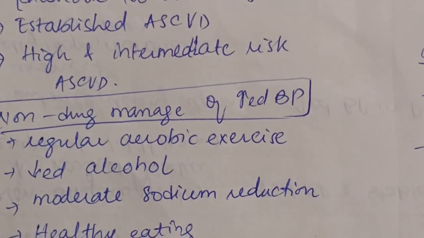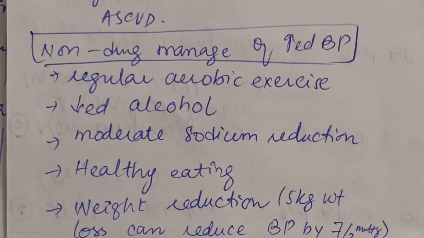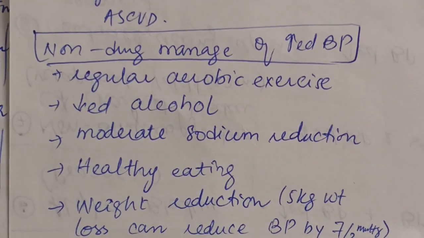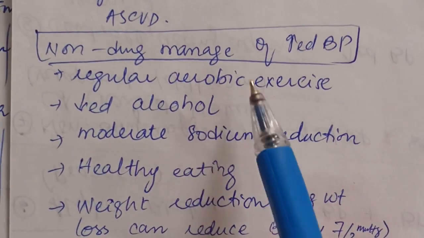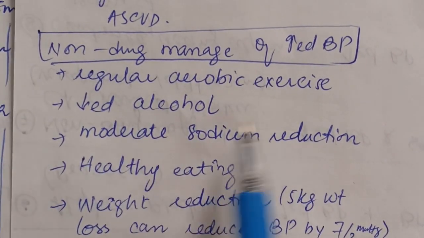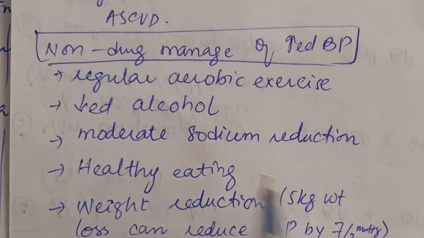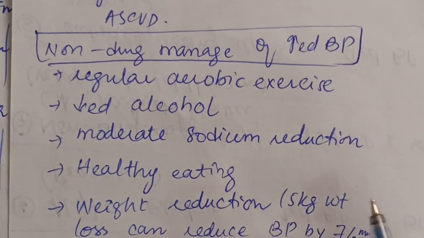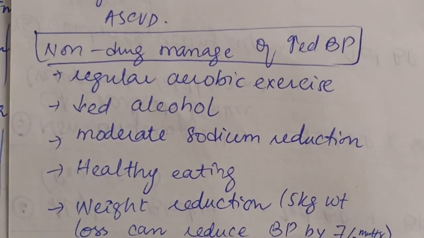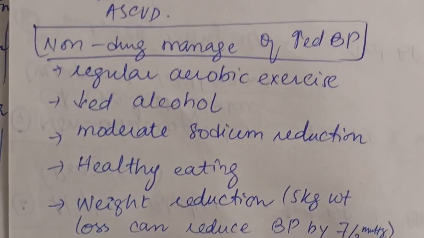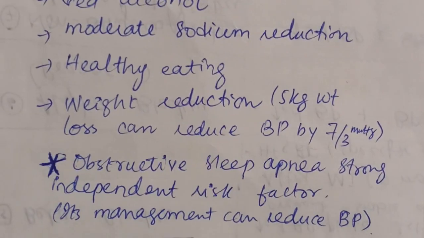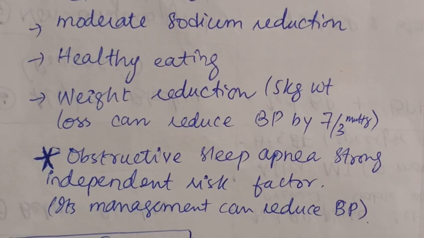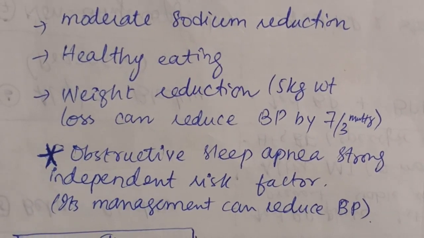So first of all, we have the non-drug management of raised BP. Non-drug management of raised BP is actually lifestyle modification that includes regular aerobic exercise, decreased alcohol intake, moderate sodium reduction, healthy eating. Weight reduction is very important because 5 kilograms of weight loss can reduce BP by 7/3 millimeters of mercury. So weight reduction is very important, and the most important lifestyle modification that can correct BP.